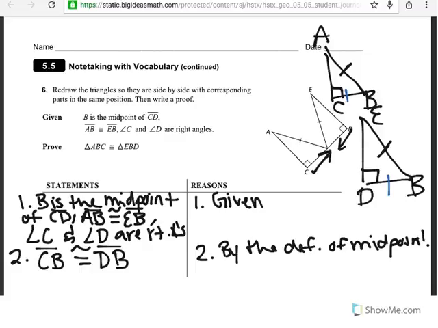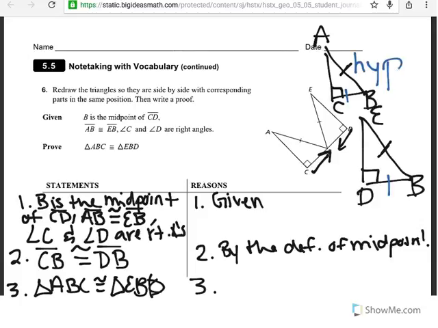And now, since we have two right triangles, we have actually proven that they are congruent. So I can write one proven statement. Triangle ABC is congruent to triangle EBD. And the reason is I now have my hypotenuse and I have a leg that are congruent. So it's by hypotenuse leg.